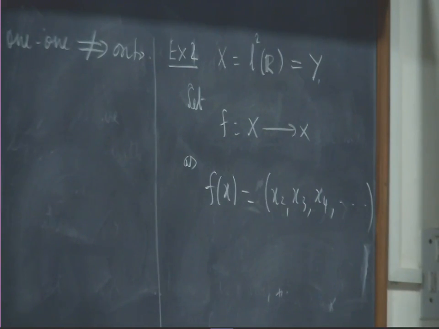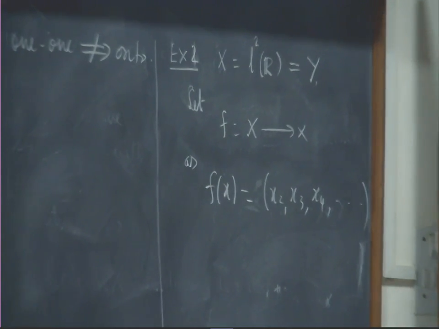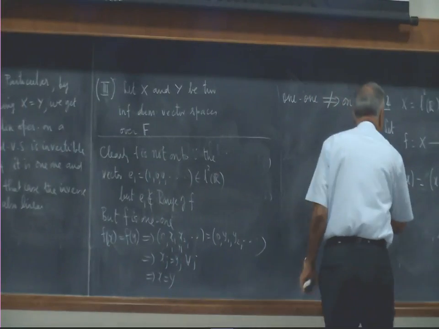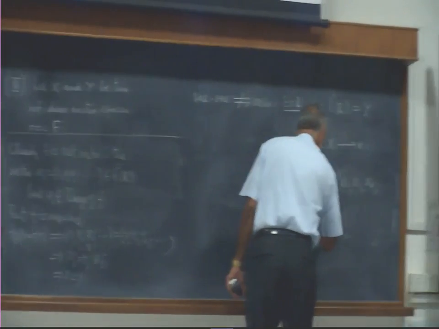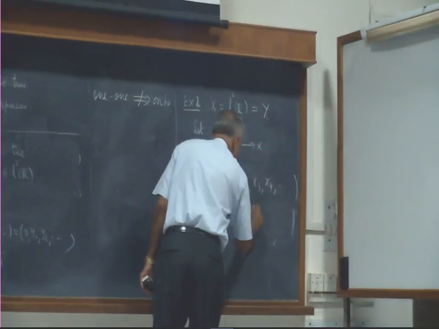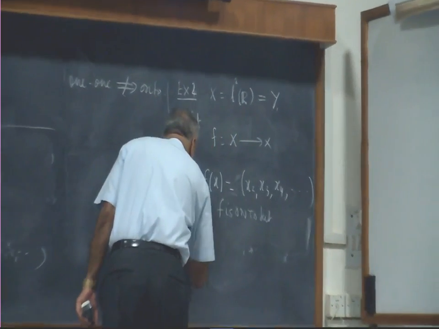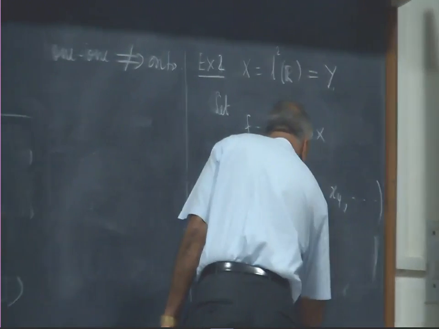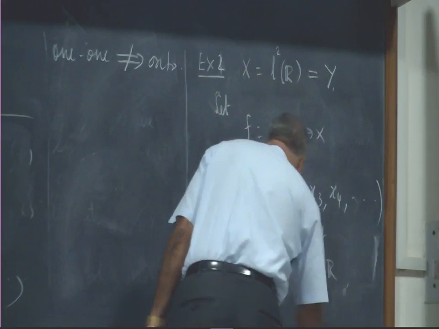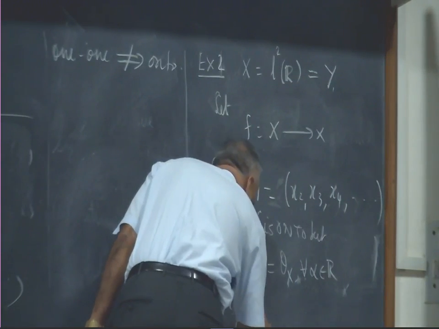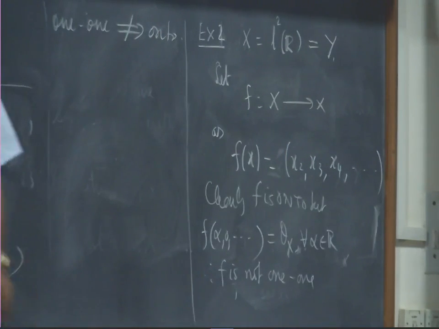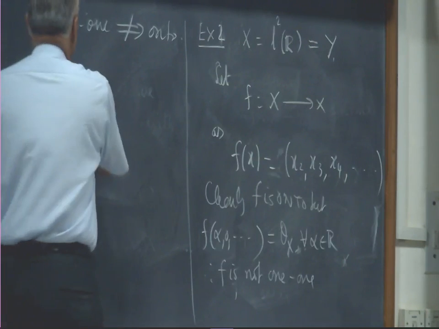1-1, because you give any value for the first component and 0 to all the other components, they all go to 0. So, f is onto, clearly f is onto, but f(alpha, 0, 0, 0, ...) is equal to theta_X for every alpha in R. Therefore, f is not 1-1. Many vectors go to the 0 vector. So, f is not 1-1. Therefore, onto also does not imply 1-1.